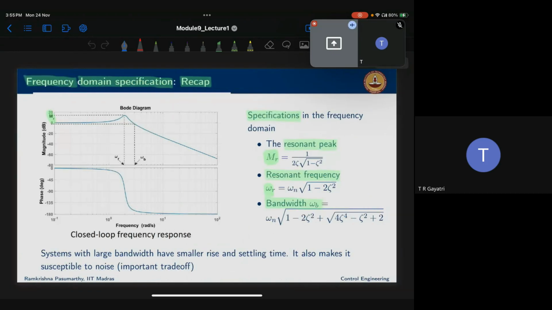Whereas in the frequency domain, the specifications are resonant peak, resonant frequency, and bandwidth. If we have larger bandwidth, we'll have smaller rise time and settling time. Somehow they are all interconnected, both the time domain and frequency domain specifications. So when we go to the frequency domain, our design requirements will be in terms of the resonant peak, resonant frequency, and bandwidth most of the time.